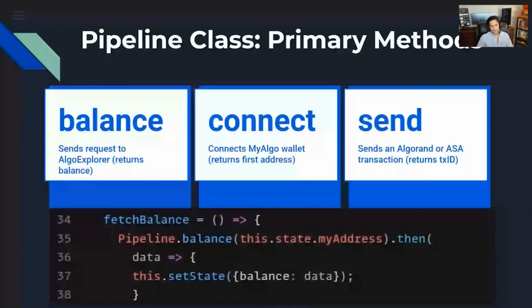And the way to think about it is there's 3 main functions that Pipeline class is going to be doing. So one is balance, and it's the ability to send requests to Algo Explorer and returns a balance. It's connect, which connects your MyAlgo wallet, returns the first address, and send, which sends an Algorand or ASA transaction and returns a transaction ID.